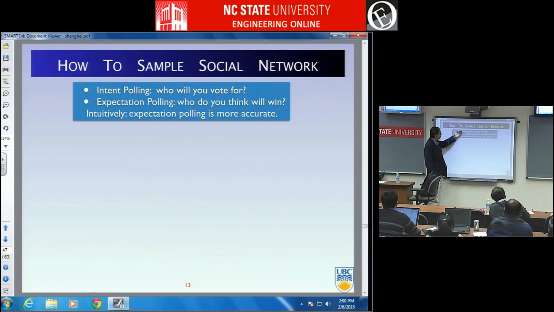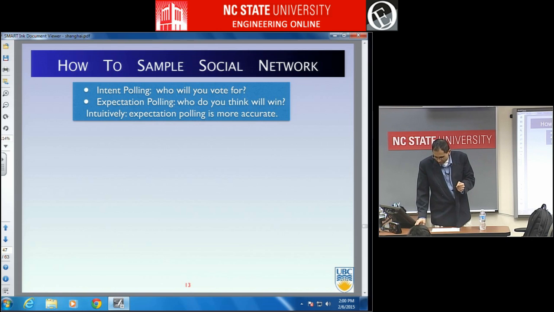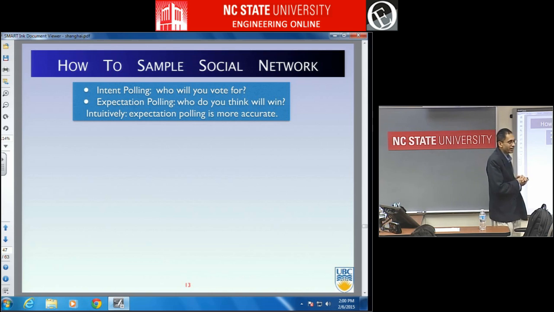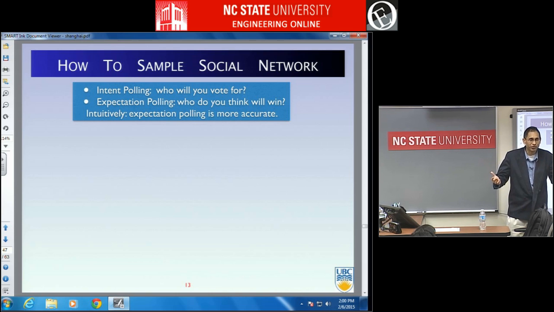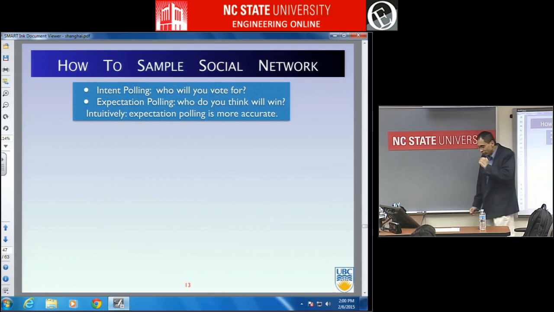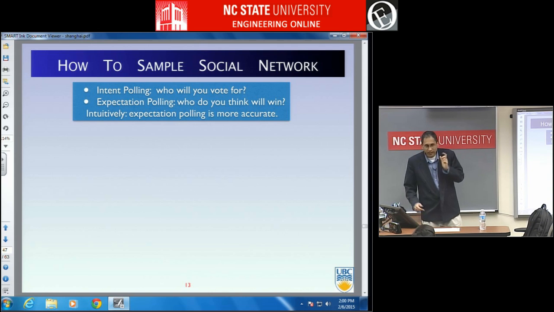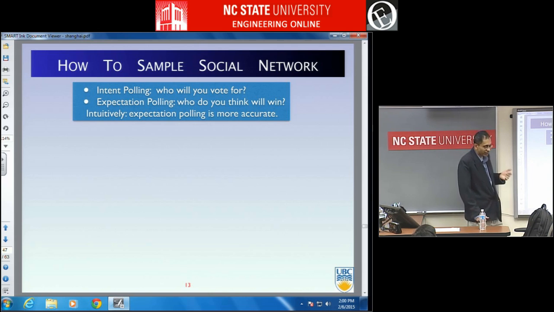So I want to describe something called intent polling versus expectation polling in a social network. So many of you know that when an election is going to take place, there are pollsters ringing up people to predict who's going to win, and most often they're wrong. Pollsters may go spectacularly wrong. One of the reasons why they go wrong is because they do intent polling. Intent polling is I ask each one of you here, who are you going to vote for? And then I take an average.